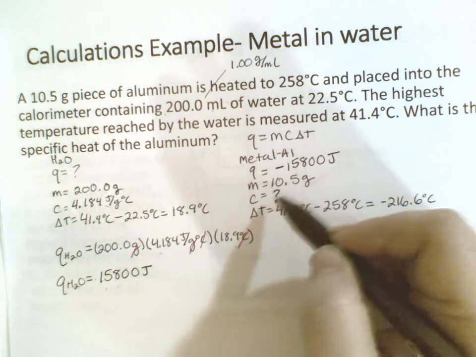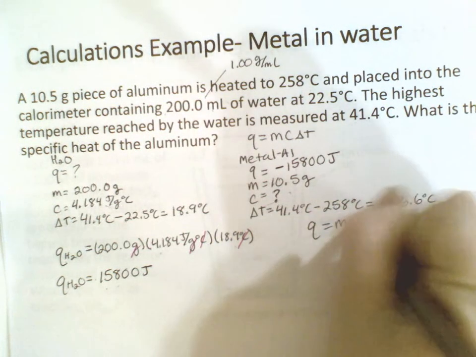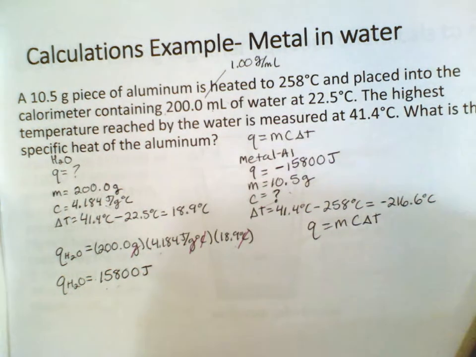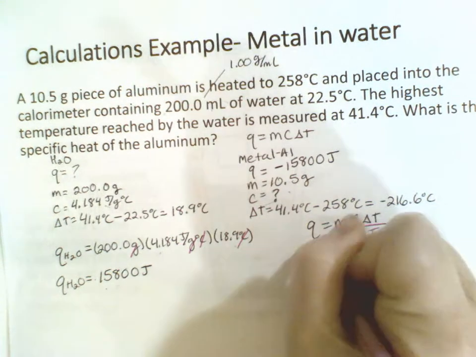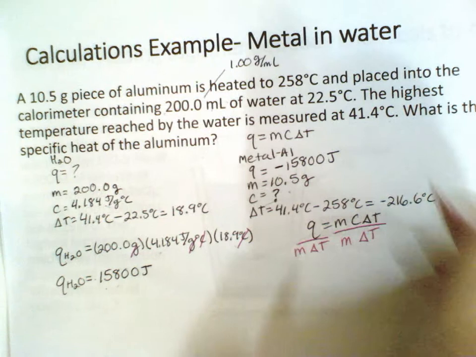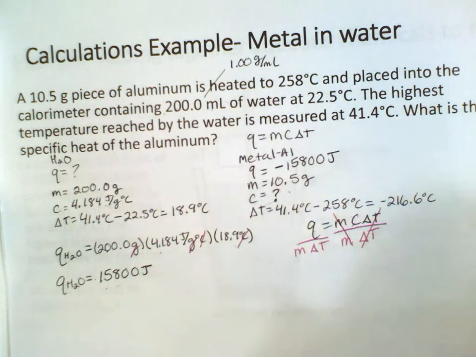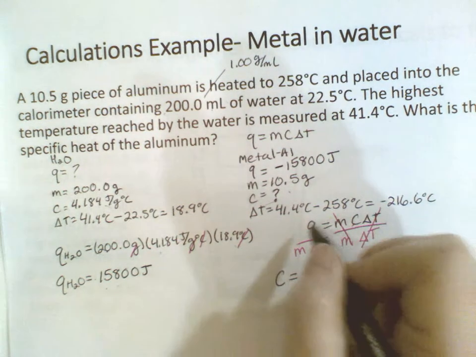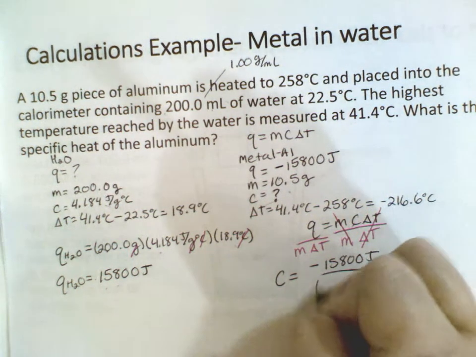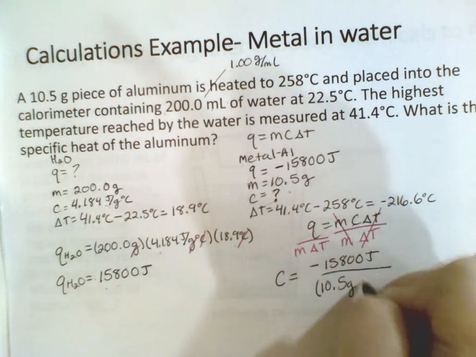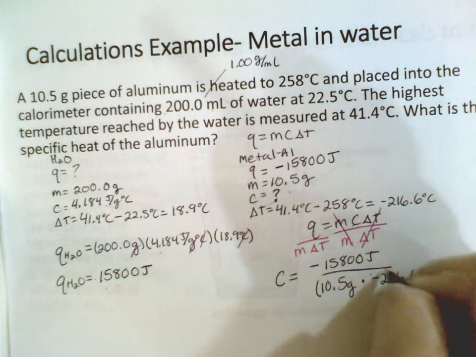Now we can actually solve for the specific heat of the metal. If we rearrange our equation to get C by itself, we would have to divide by M and delta T on both sides. So our M and our delta T cancel. So C is equal to Q over M delta T. C is equal to, so our Q value, negative 15800 joules, over 10.5 grams times negative 216.6 degrees Celsius.